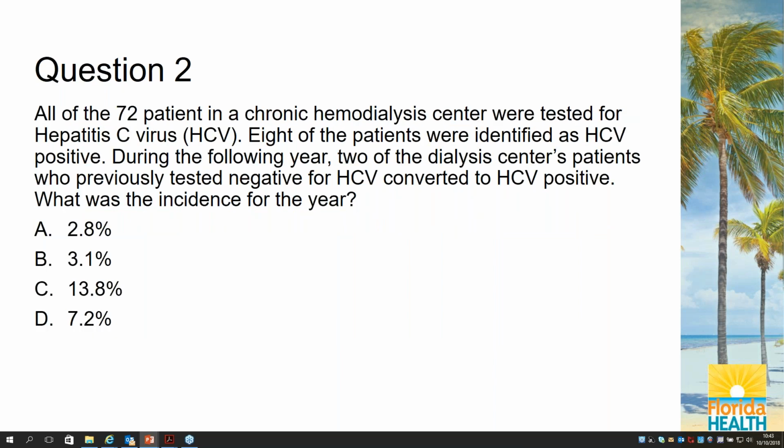All right, question 2. All of the 72 patients in a chronic hemodialysis center were tested for hepatitis C virus, HCV. 8 of the patients were identified as HCV positive. During the following year, 2 of the dialysis center's patients who previously tested negative for HCV converted to HCV positive. What was the incidence rate for the year?